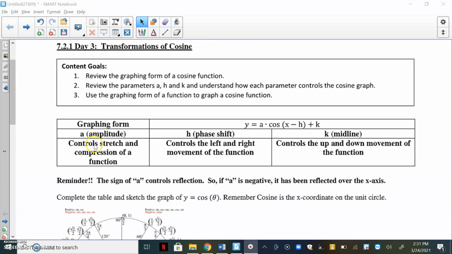Hey guys, welcome to lesson 721, day 3. Today we are going to learn about graphing the cosine function with transformations.